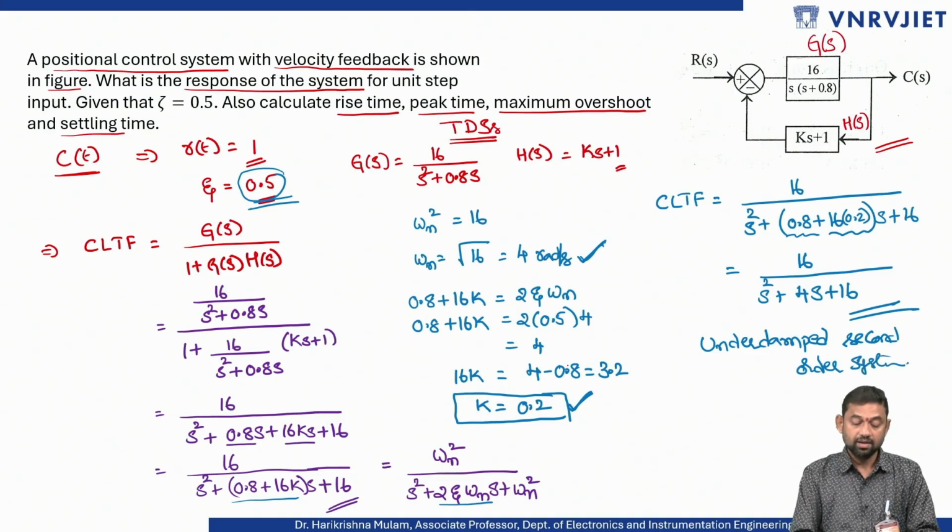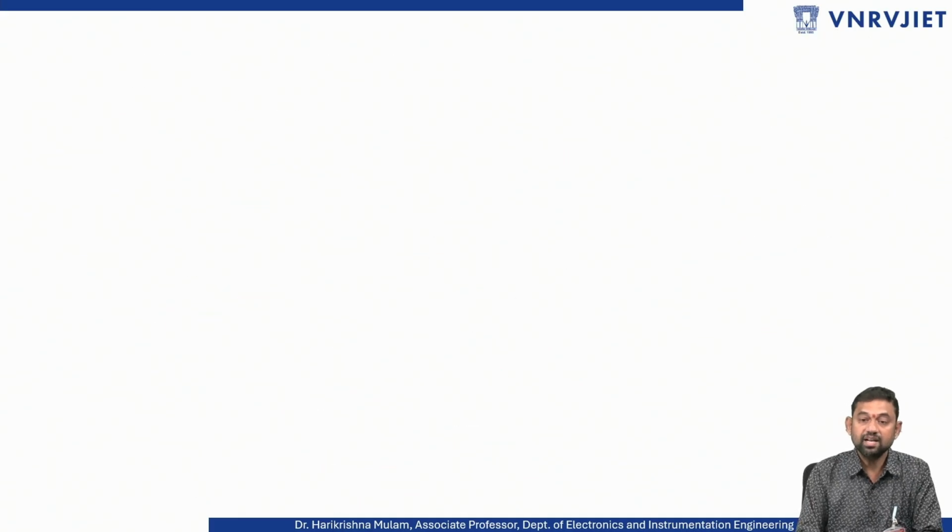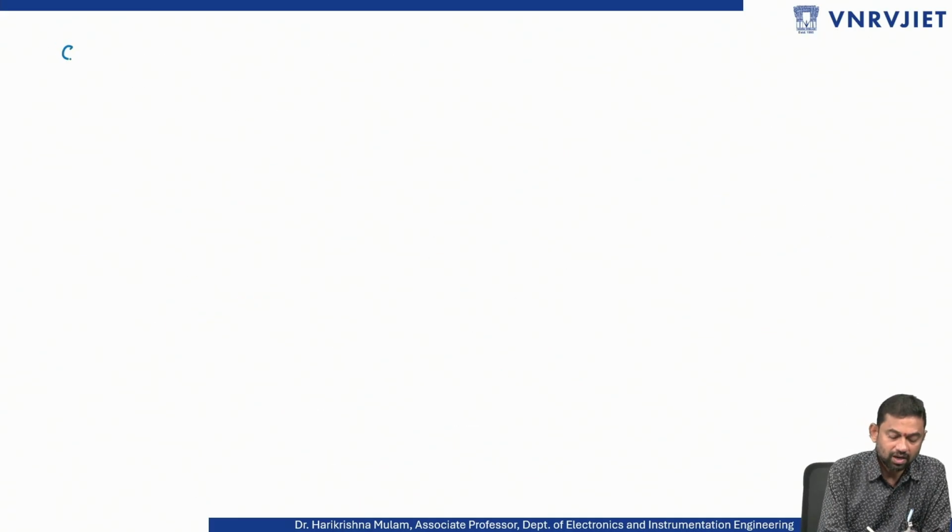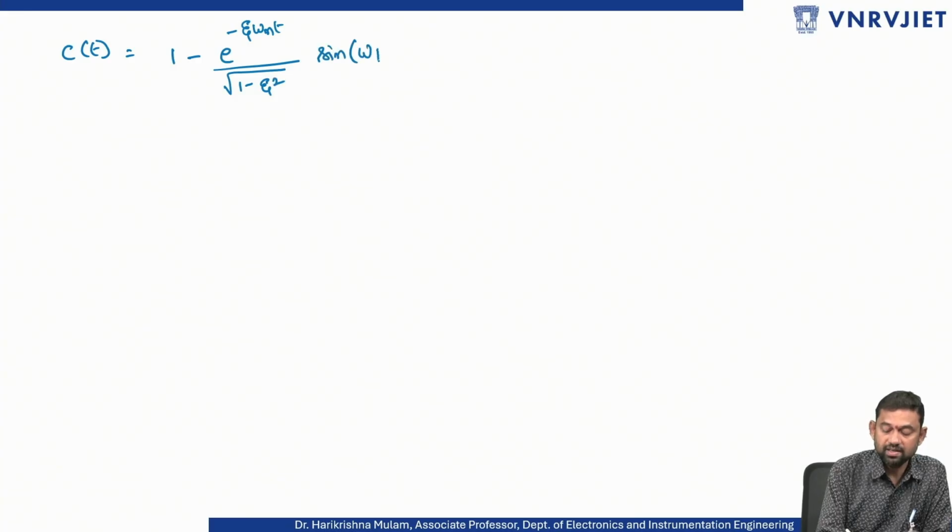Okay, then once we have found this, if the marks allotted for this question are comparatively less, you can directly use the formula to find the response of the system. Therefore, the response of the system C of t is equal to 1 minus e power minus zeta omega n t by square root of 1 minus zeta square, into sine of (omega d t plus theta).